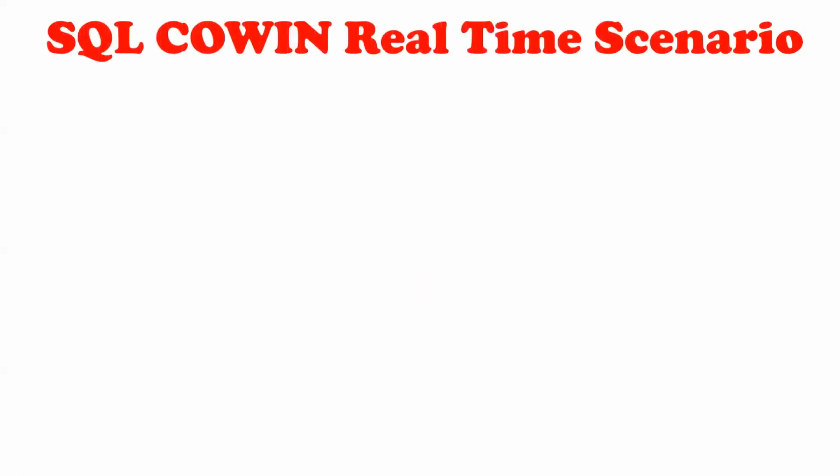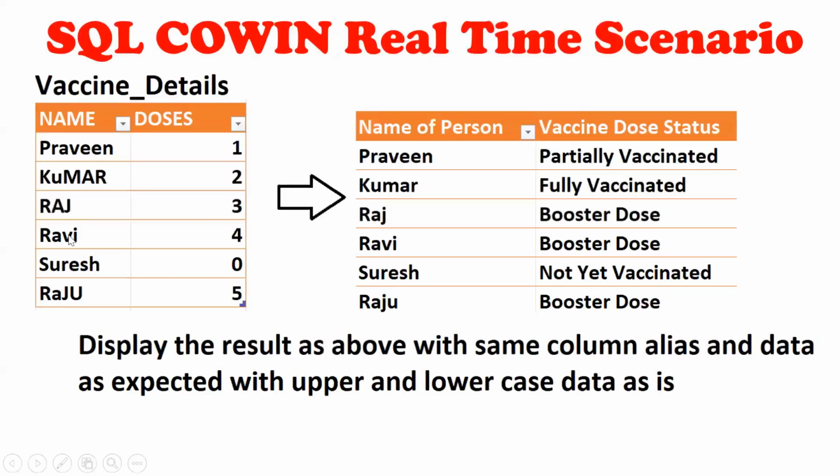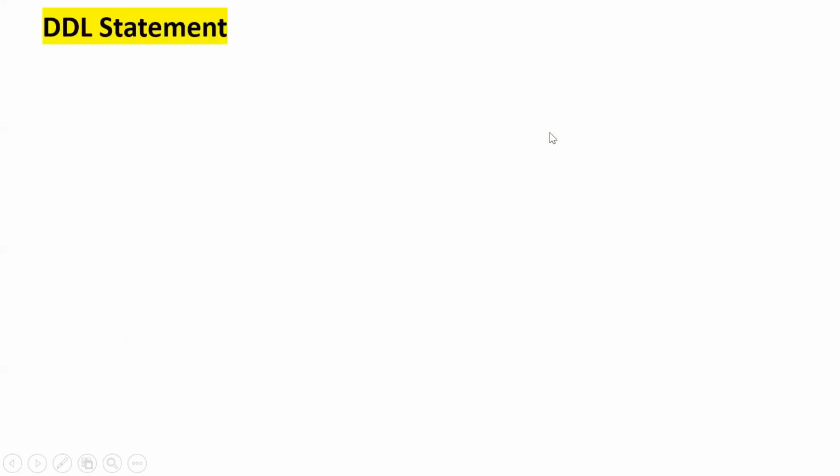Hope this is clear. Now see our requirement one more time. In the database something is there. Instead of 0, I want to display like this. Instead of 1, I want to display like this. Instead of 2, 3, 4, 5, I need to display like this. So this is my input, and I want to display it in a similar fashion.